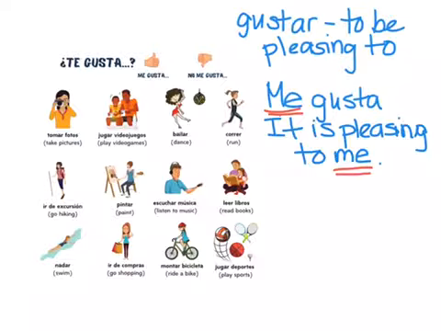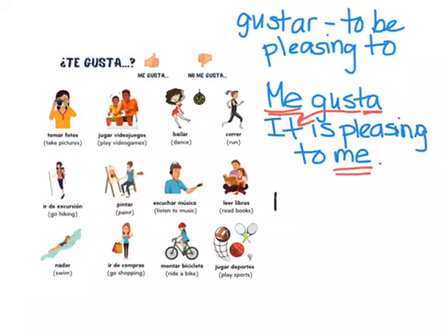The other thing is that if you notice, we're not conjugating with an O, we're conjugating with an A. Because the conjugation is going to be for the thing or the person or the action that is pleasing to you. So this is good news because this means that even though we have to use different pronouns, we're only going to use two conjugations primarily.